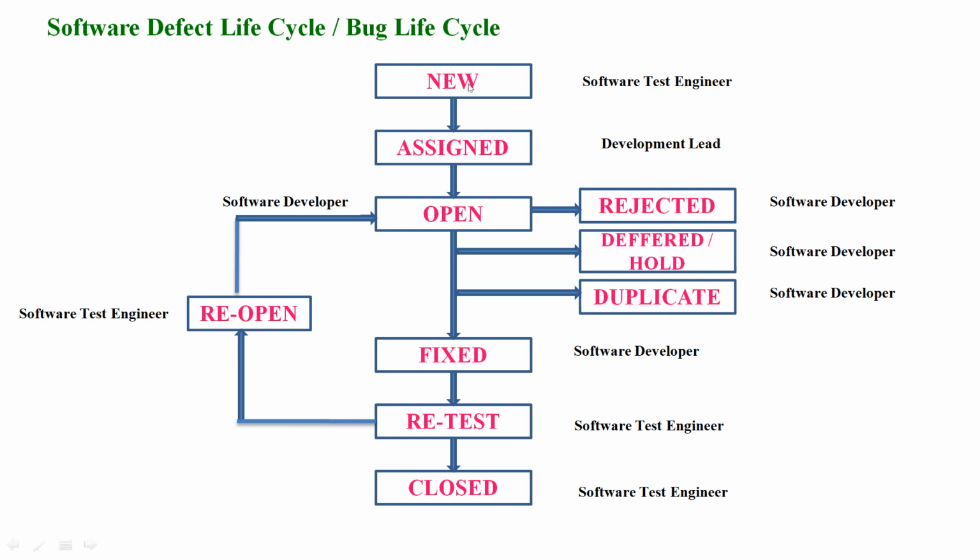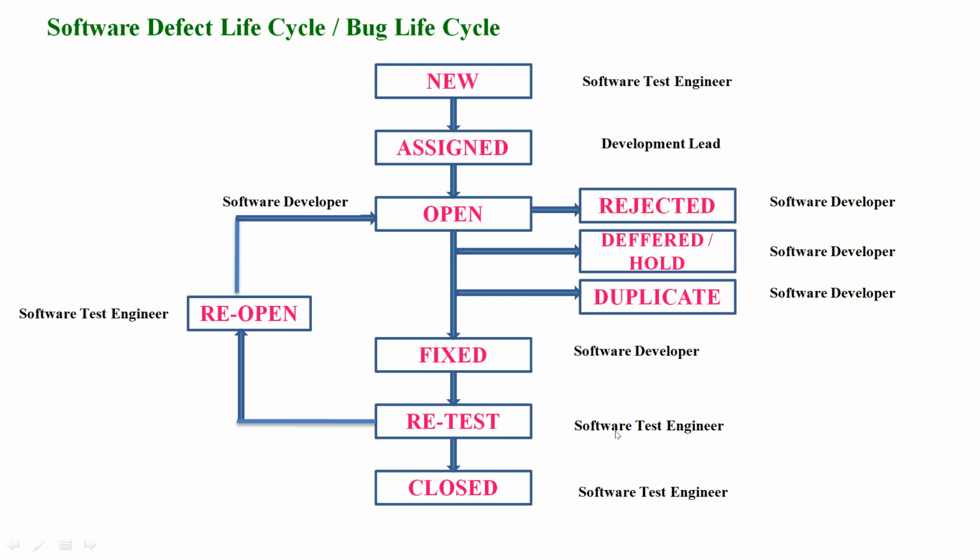The status new will be assigned by the concerned software test engineer. Assigned is the status that will be assigned by the development lead for the defect. Open, the status open will be assigned by the software developer. Rejected, deferred or duplicate: these three statuses will be assigned by the concerned software developer. Fixed is the status. Who is responsible for fixed status? Software developer.